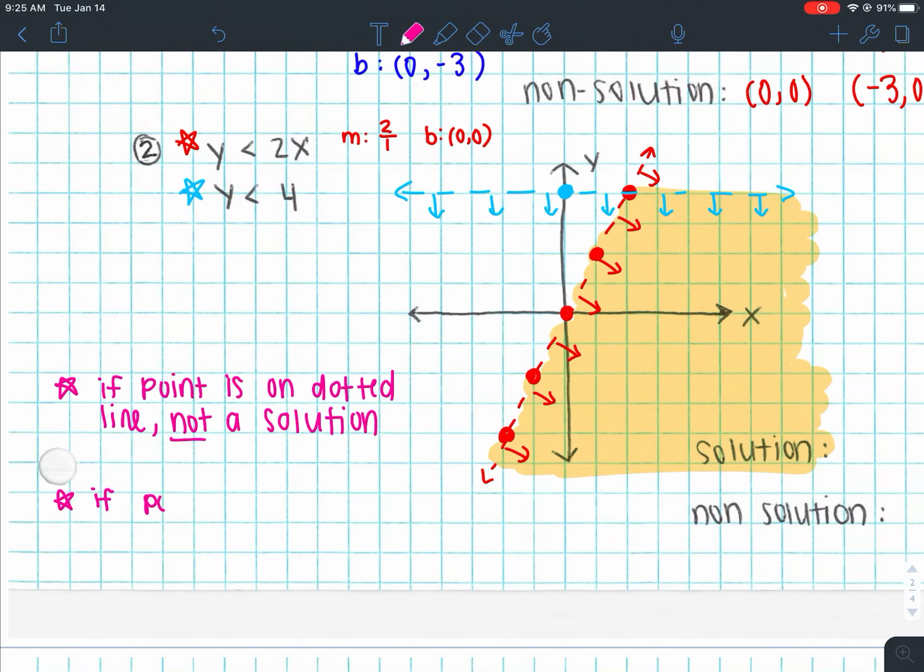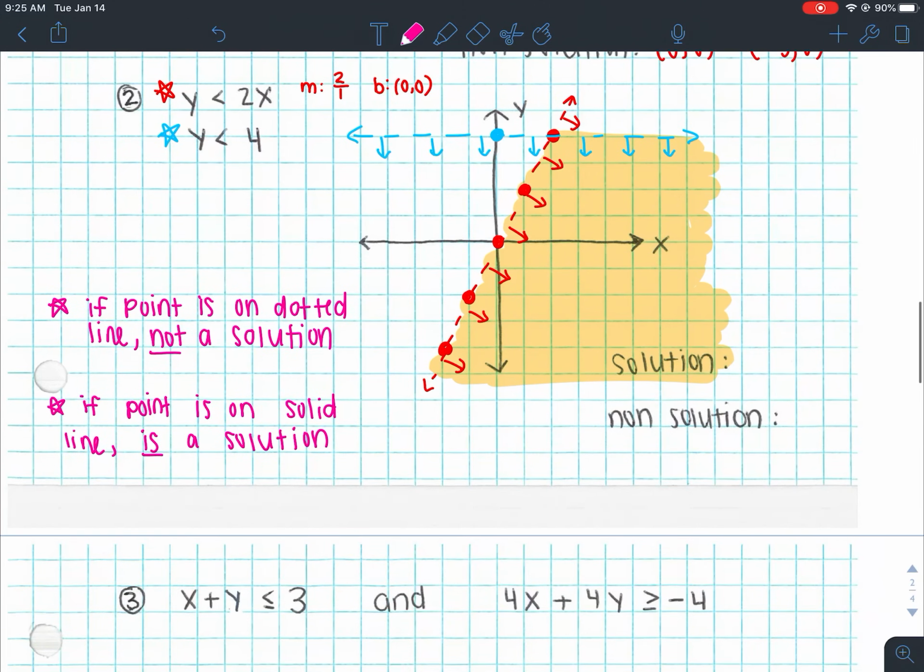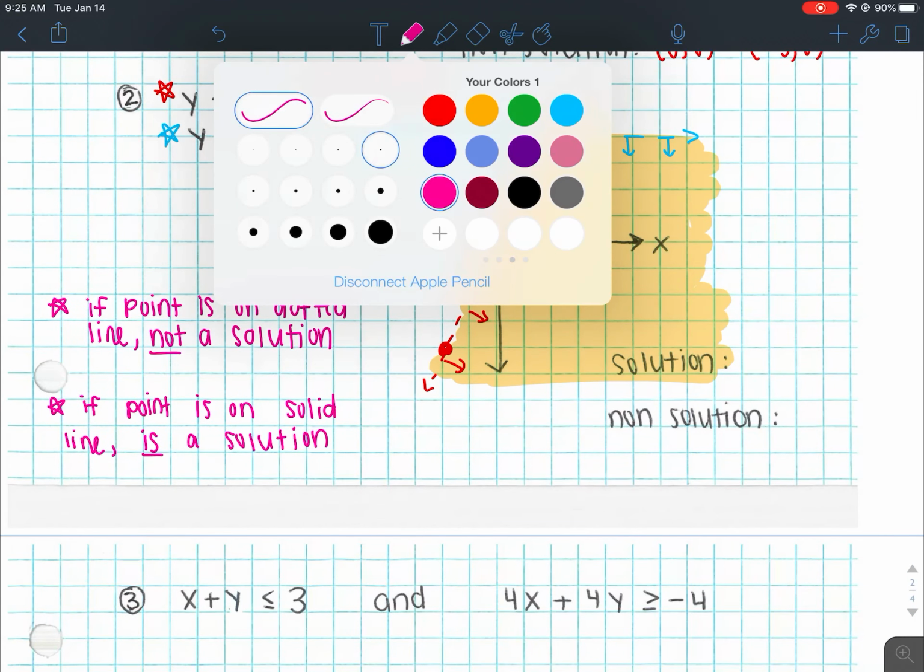But if the point is on a solid line, then it is a solution. So in this case, 0, 0, even though it's on the line, it's on a dotted line. So would it be considered a non-solution?